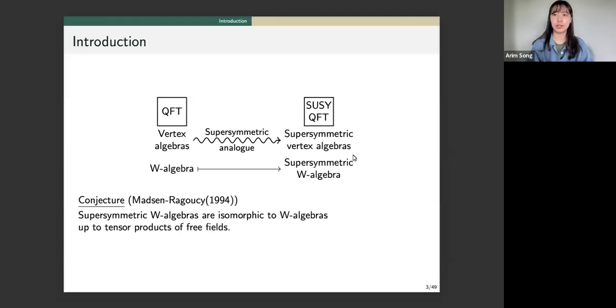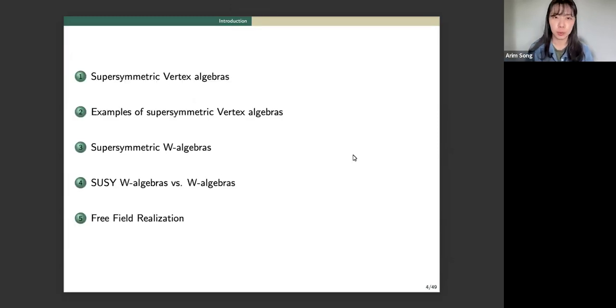Even though these two algebras are based on a little bit different theory, there is a conjecture by Madsen and Ragusea that these two algebras are actually isomorphic up to tensor products of free fields. In the recent joint work with Naoki and Arim, we could prove this conjecture in the case of principal W-algebras, so I'll explain the result in this talk. First, I'll explain the notion of supersymmetric vertex algebras, which form a mathematical background for the study, and give some examples of them. Next, I'll introduce supersymmetric W-algebras. And next, I'll explain what the conjecture means and give a brief proof of the conjecture in the principal cases.